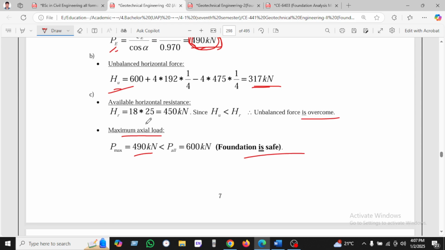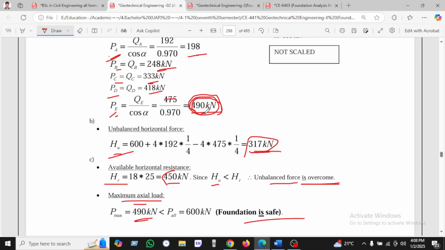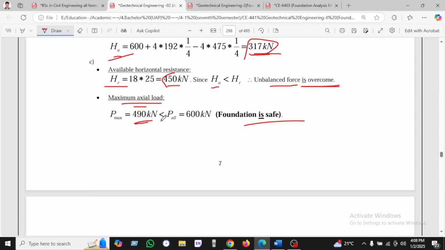So the available horizontal resistance we can see here is 409 kilonewton. Since it is greater than Hu, which is 317, the resisting H is greater than Hu, the unbalanced horizontal force. So the unbalanced horizontal force is overcome. So the maximum load, we can see 498, is found in P5, which is less than the allowable 600. The foundation is safe.